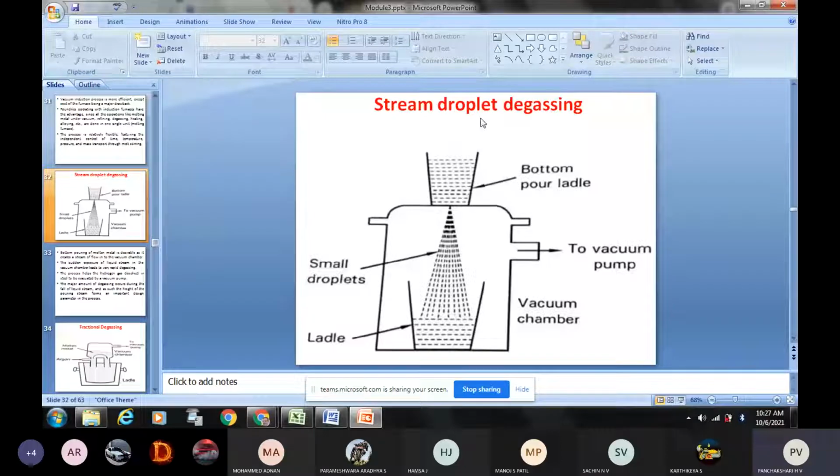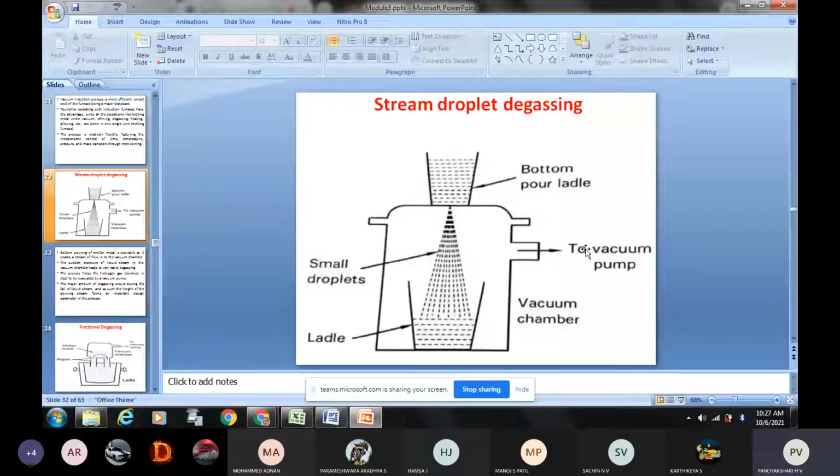During that time, the vacuum is created. There is a vacuum pump working continuously, extracting the air or any gas available within this chamber. As the liquid metal drops continuously in the form of tiny droplets, the gases dissolved in the liquid metal are liberated. Those liberated gases are continuously pumped out by the vacuum pump.